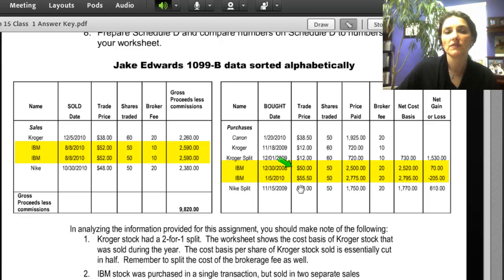And it's important to do that because we have to watch for long-term versus short-term. And here we had a buy on 1/5 of 2010, and then we sell on 8/8 of 2010. So that portion of the buy is short-term. But this buy on 12/30 of 08 that was then sold is long-term. So it's very important to allocate these 2 sales correctly. And then we have the Nike.